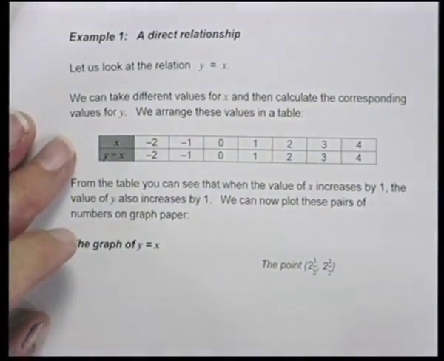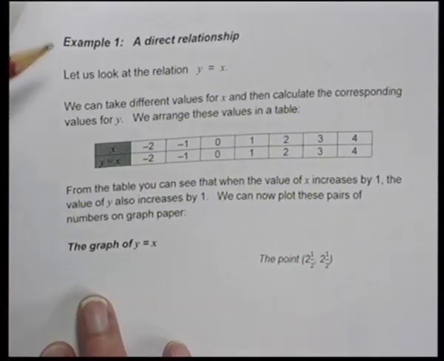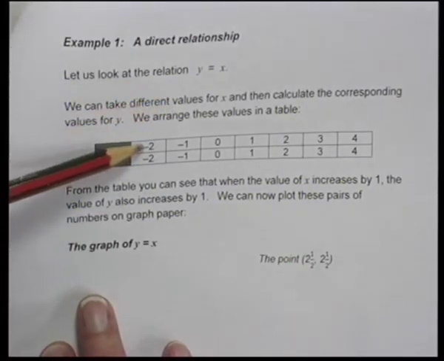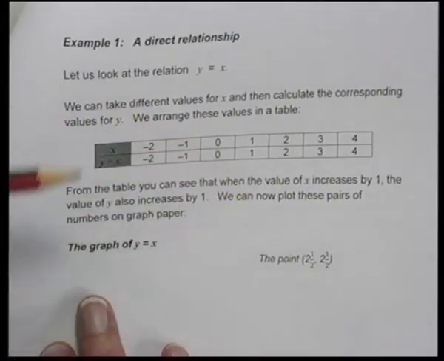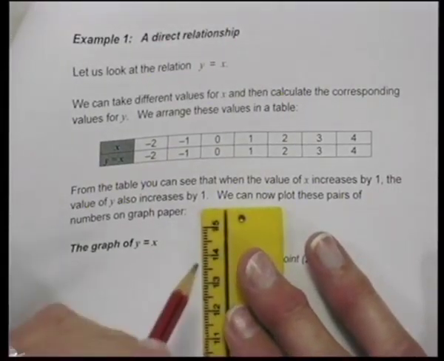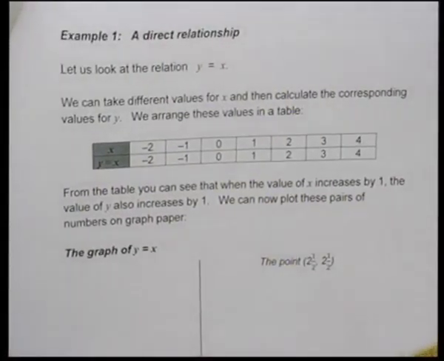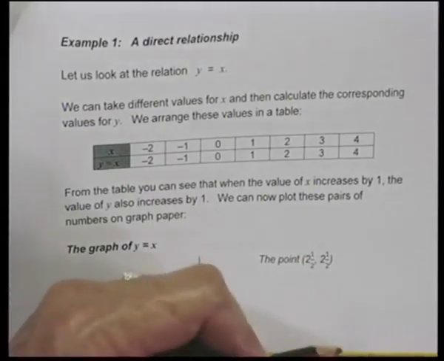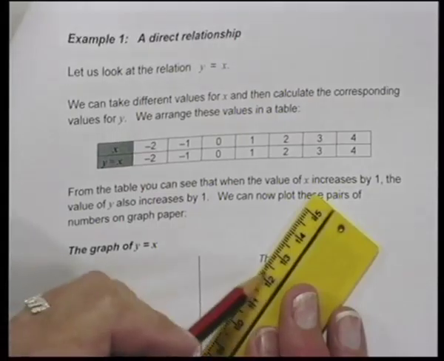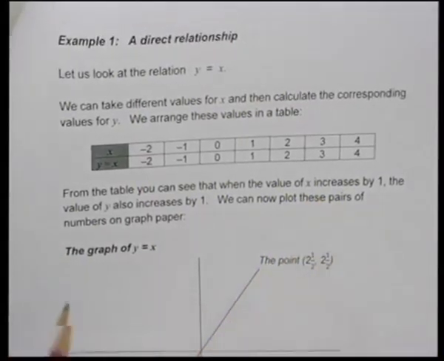The straight line graph, for example, in this case, a direct relationship. Let's look at the relation x is equal to y. So the x's are equal to y all the time. So if you draw this graph, your x and y are equal. You can plot all the points. You will get the point 1, 1, 0, 0, 2, 2, like that. It will run like this.